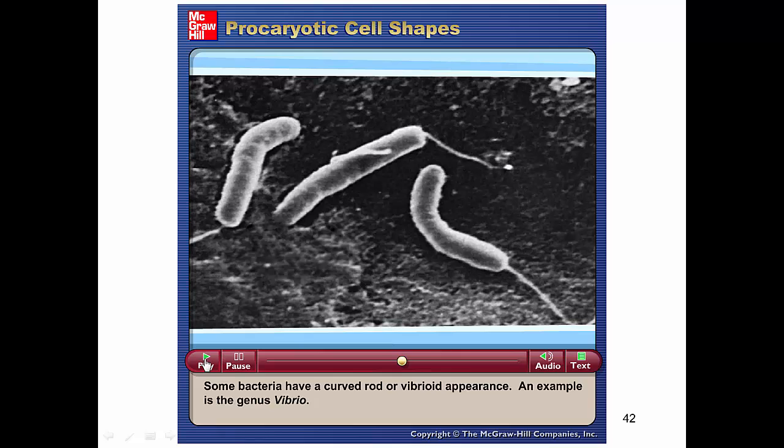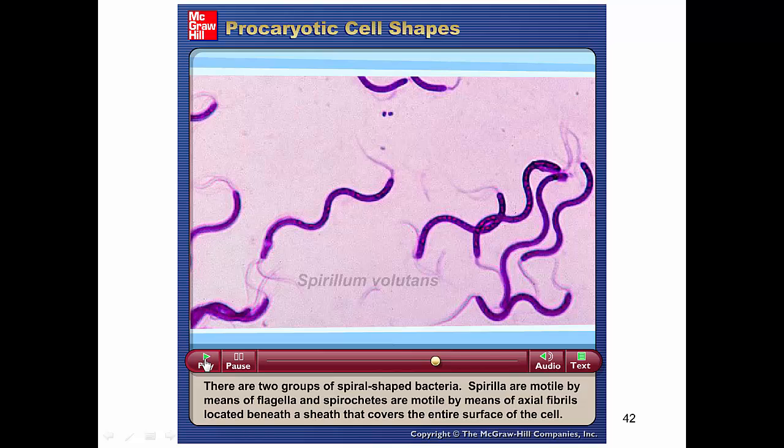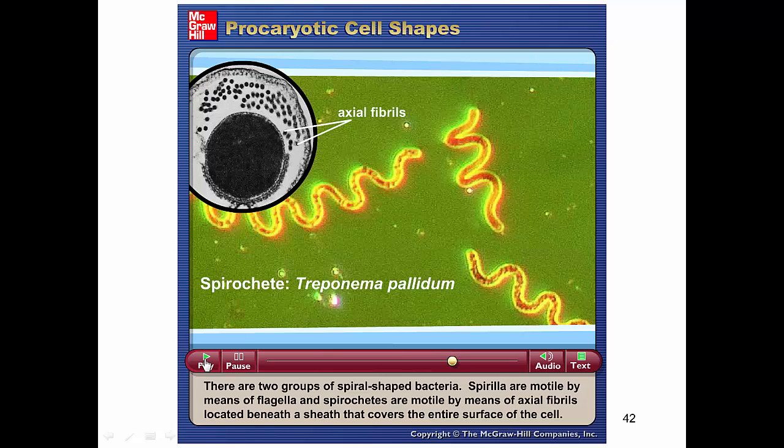Some bacteria have a curved rod or vibrioid appearance. An example is the genus Vibrio. Mycoplasmas are a group of bacteria that lack a cell wall. The cells of this group are pleomorphic, meaning that the cells take on a variety of different shapes. There are two groups of spiral-shaped bacteria. Spirilla are motile by means of flagella, and spirochetes are motile by means of axial fibrils located beneath a sheath that covers the entire surface of the cell.